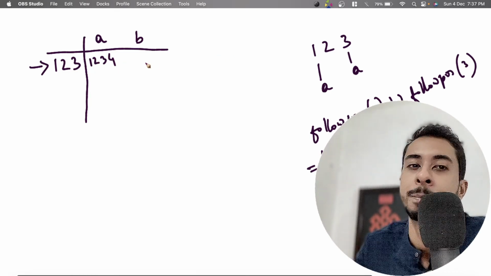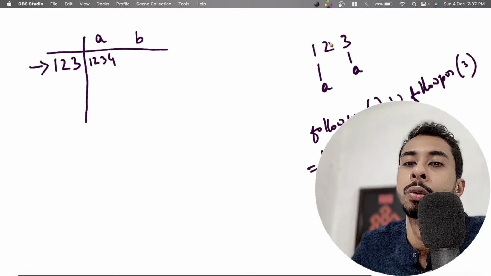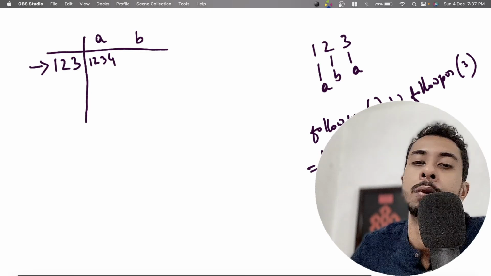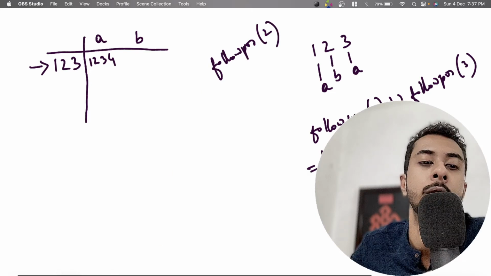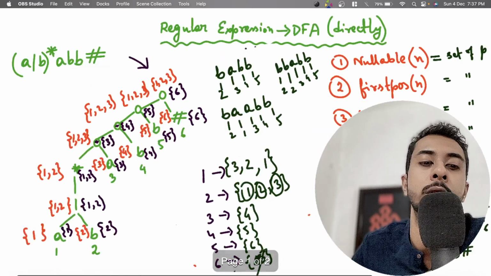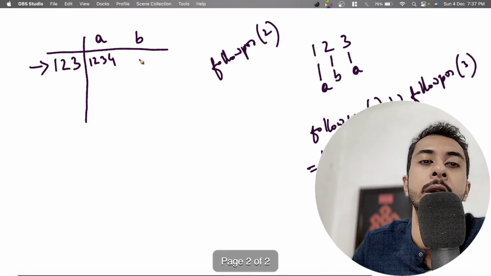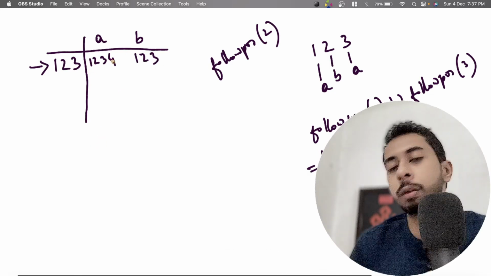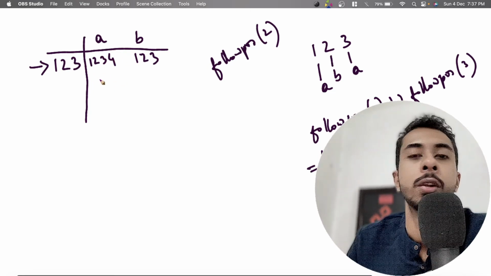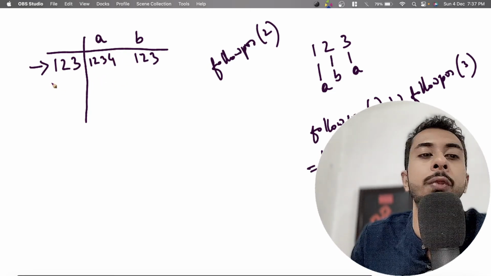As simple as that. Now what will be the transition on B of 1 2 3? From 1 2 3, which position is corresponding to B? It is 2. We'll simply find out the Followpos of 2 and write it here. The Followpos of 2, as you can see from here, is 1 2 3, right? We can simply write here 1 2 3.